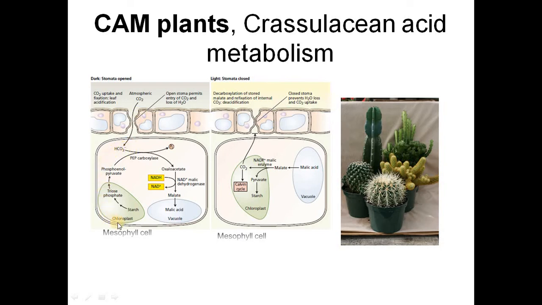And pretty much CAM metabolism is something between the C3 and C4 metabolism, because right now here you can see they also fix bicarbonate onto phosphoenolpyruvate via PEP carboxylase. And the oxaloacetate is then converted into malate and then stored in the vacuole.